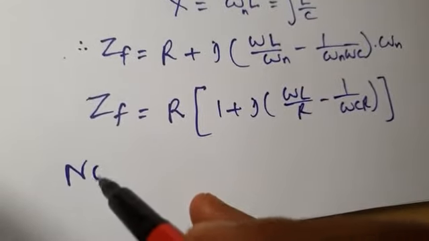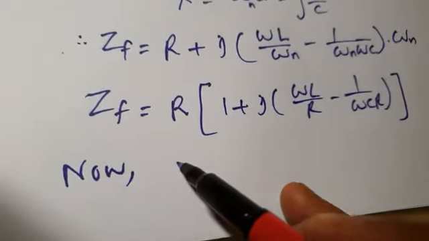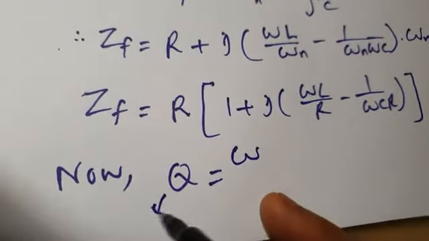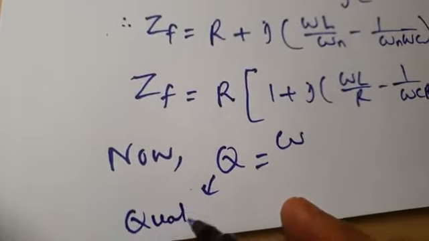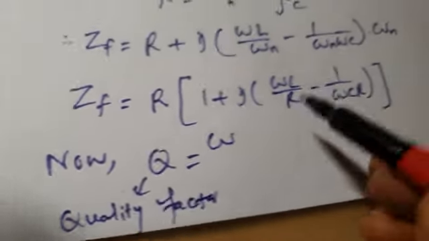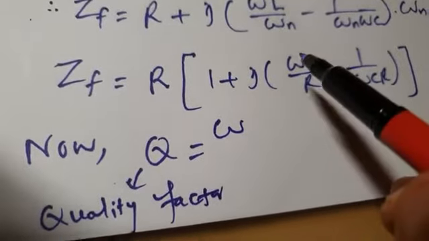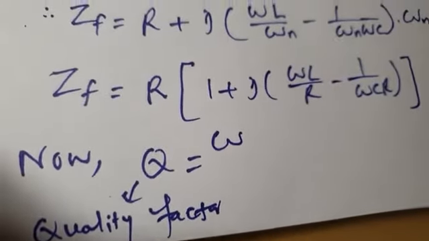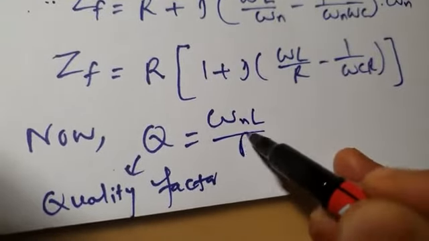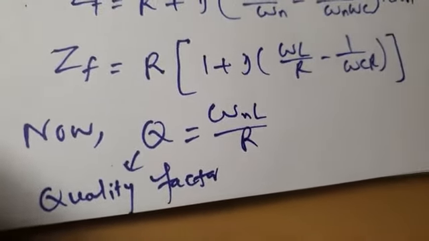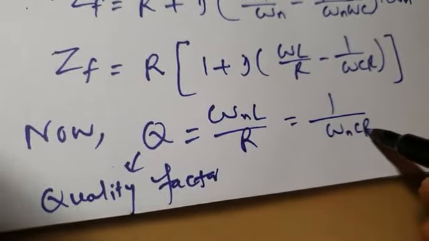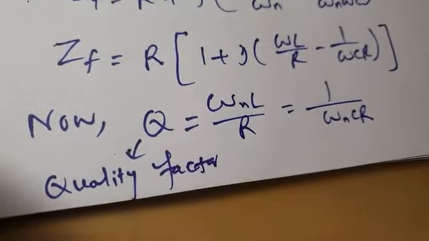Now, the reactive power generated will be given by Q equal to, no, quality factor, not reactive power. Reactive power we will consider later on. First of all, let us write the expression for the quality factor of the filter. The quality factor is given by omega n L by R. I hope you remember it from your basic circuit theory. That is also given by 1 by omega n C R. This is the quality factor of the coil.